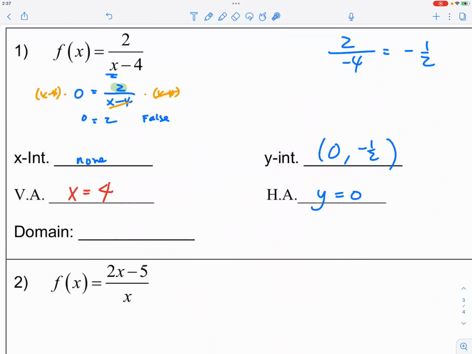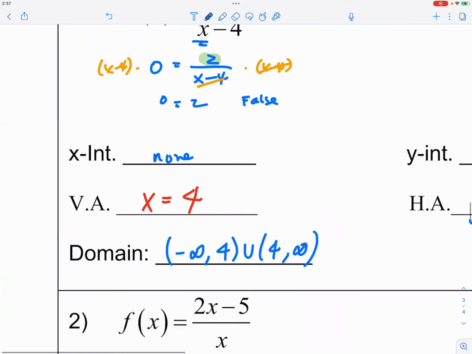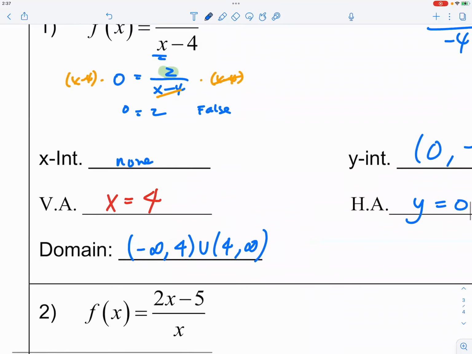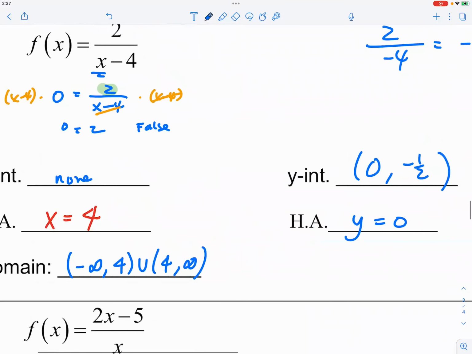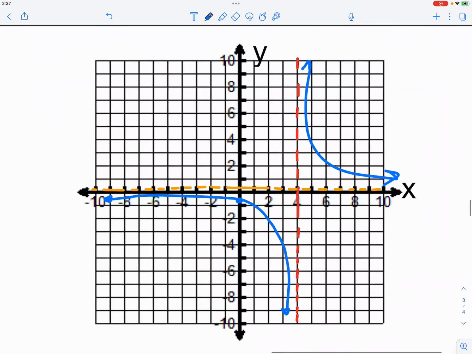What's the domain in this case? Negative infinity to 4 and 4 to infinity. All right, that is the domain. Because the domain, which is the x values covered by the graph, and you can see that the graph covers all the x values, but x equals 4 because of the vertical asymptote. Okay?